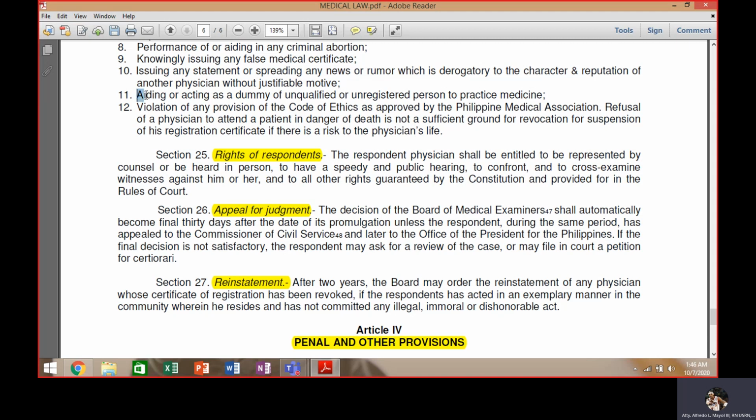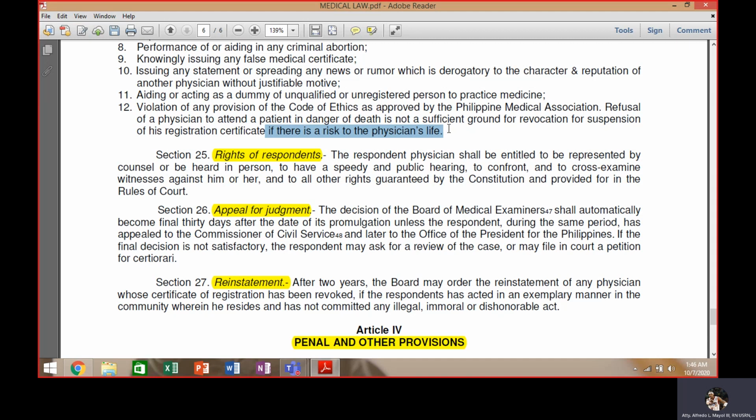Next, aiding or acting as a dummy of an unqualified or unregistered person to practice medicine. Next, violation of any provision of the Code of Ethics as approved by the Philippine Medical Association. Next, refusal of a physician to attend a patient in danger of death is not a sufficient ground for revocation or suspension of his registration certificate if there is a risk to the physician's life.